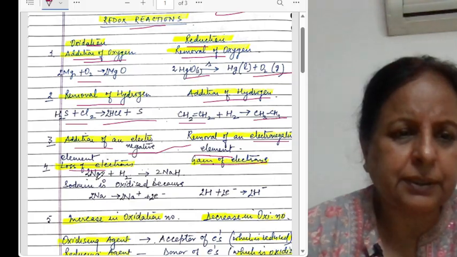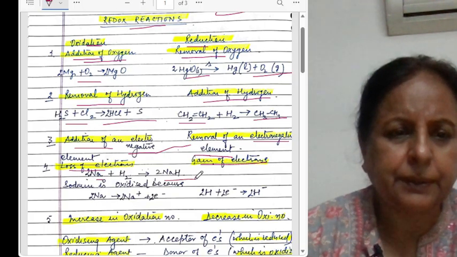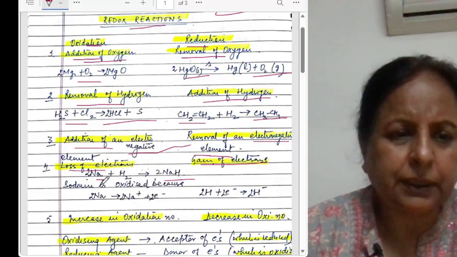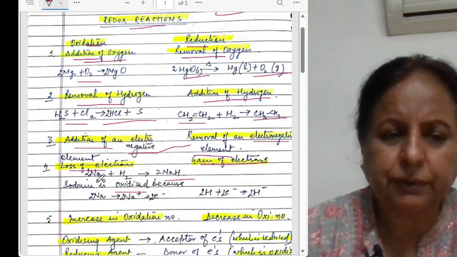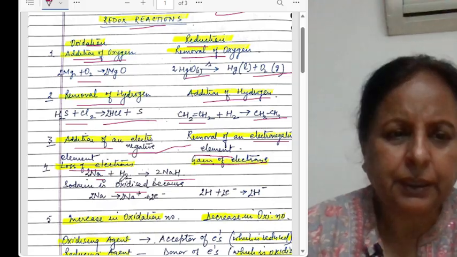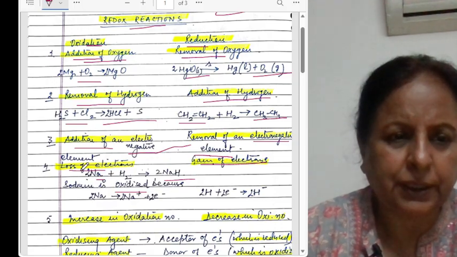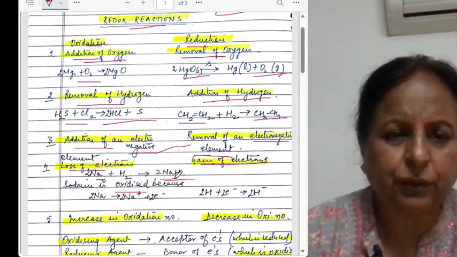For example, sodium plus hydrogen becomes sodium hydride. Now here sodium is oxidized. Why? Because here the sodium is in the form of an atom, an element, a neutral atom, and here sodium is in the form of an ion, Na plus. It is sodium plus and hydrogen minus.